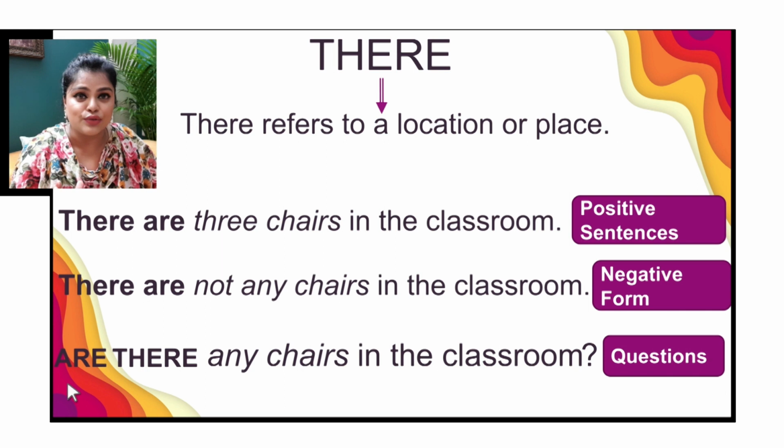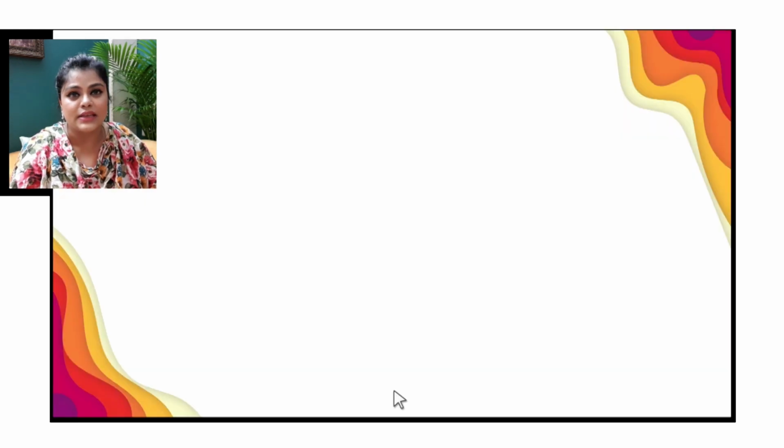Now, are is also used for asking a question. When are comes in front, it becomes a question. Are there any chairs in the classroom? There are 3 chairs in the classroom. There are not any chairs in the classroom. Okay. Now we will see a few examples.